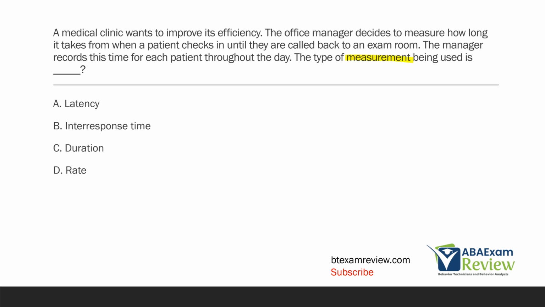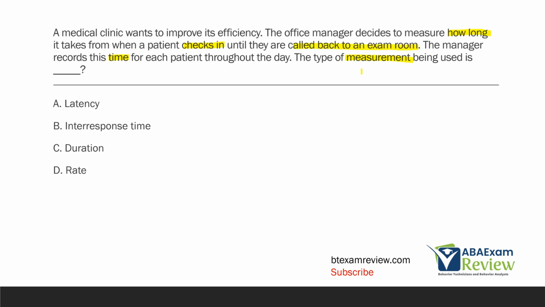So we have a measurement question, and it's a pretty straightforward one. When you get a measurement question, you want to identify, most importantly, what we're measuring, and then think about whether we are measuring an amount of time or a number of responses, in other words, a count. In this case, the office manager is measuring how long. So immediately when you see how long or time, you want to start thinking time-based measurement, something like duration, latency, or inter-response time. And what they're measuring specifically is the time from when the patient checks in until they are called back to the exam room.